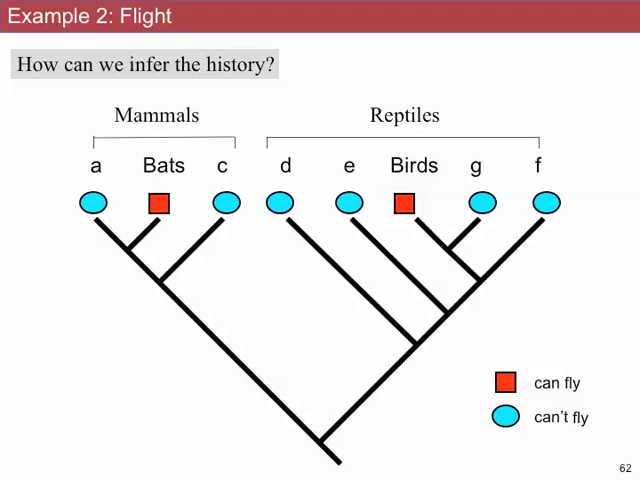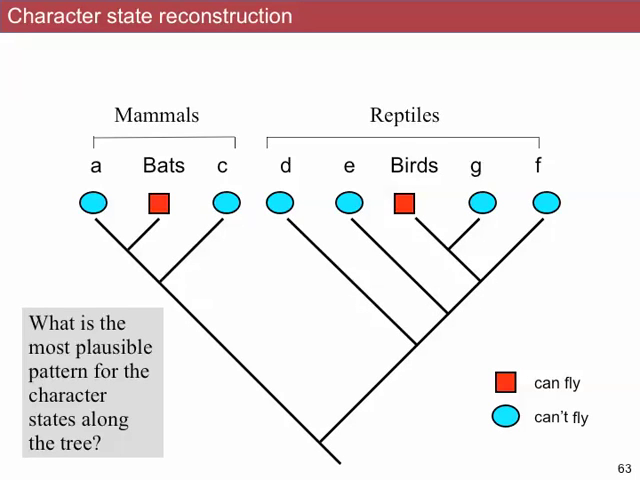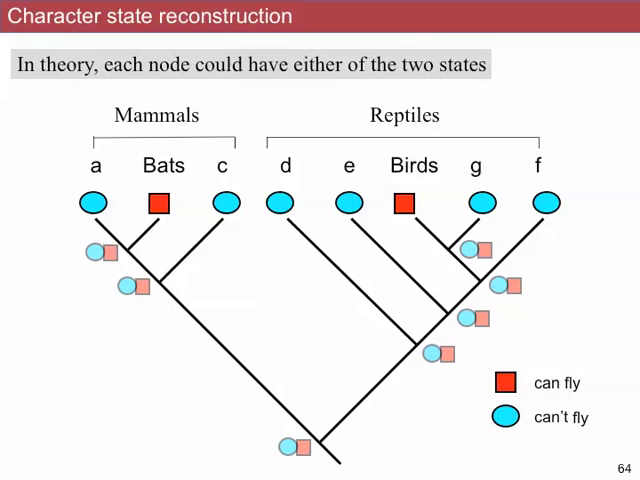So let's do that with the bird and bat flight example. What we do is we take our tree, and instead of having labels for all the ancestral nodes and the branches and the character state changes, we know nothing. We just know what we observe in the modern organisms. And now what we do is we test different models for what the character states looked like in the past. And we try and distinguish among those different models, saying which one we think is most probable. What is the most plausible pattern for the character states along the tree?